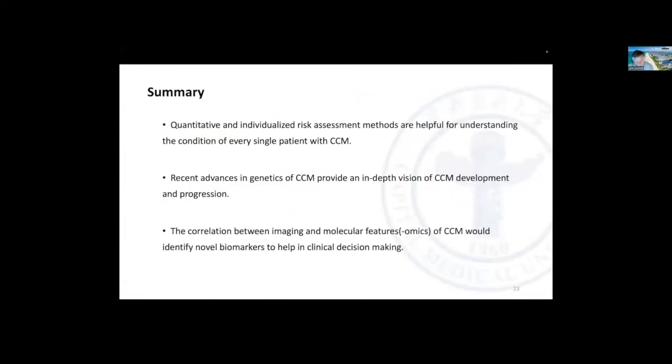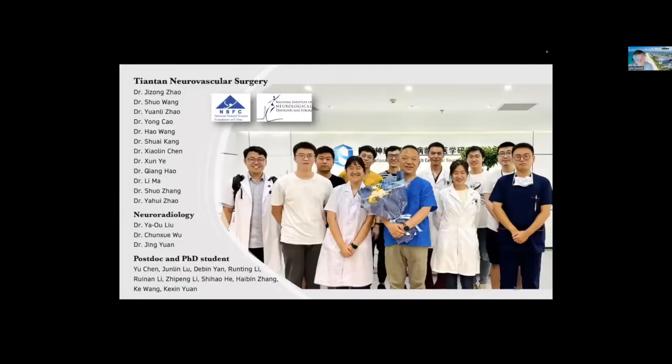So a very brief summary to conclude my topic. We need to provide a quantitative and individual assessment to help the patient understand their condition and risk. And some recent findings of the genetics provide more chance for us to see the CCM pathophysiology. And with big data from imaging and molecule, we could have better biomarkers to help the clinical decision making.